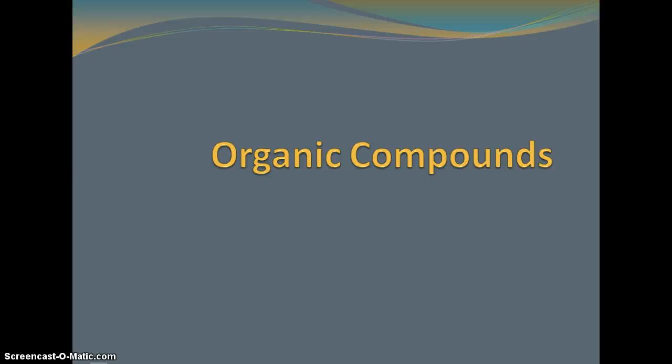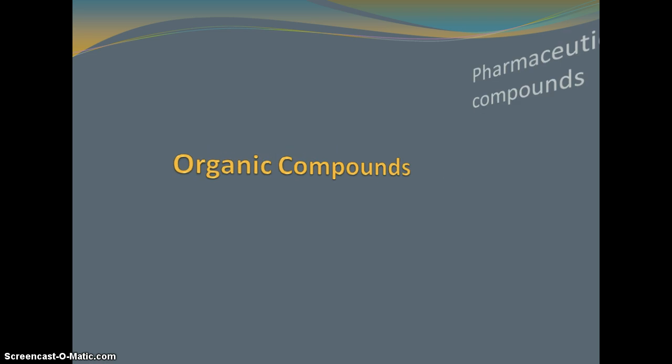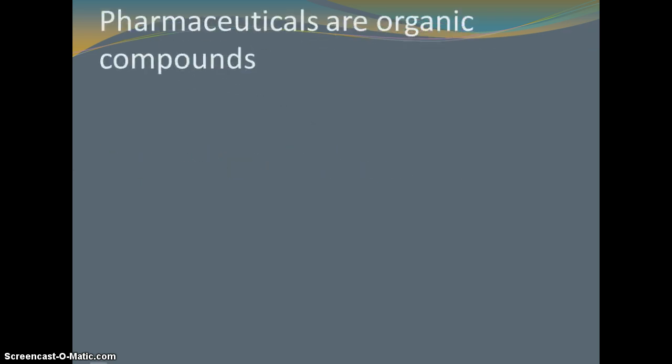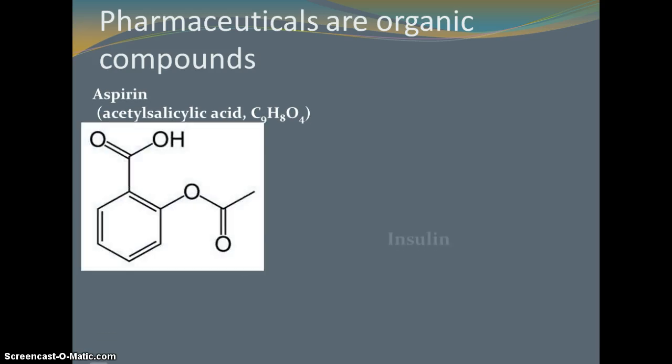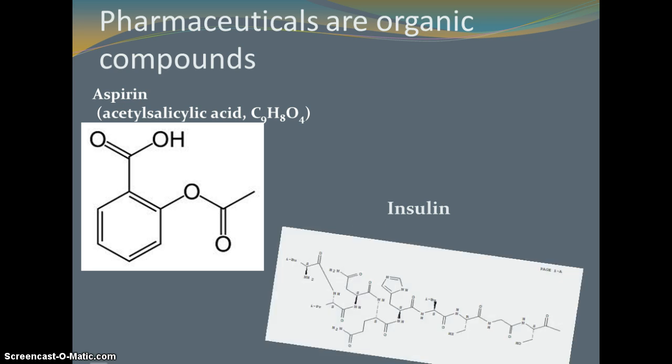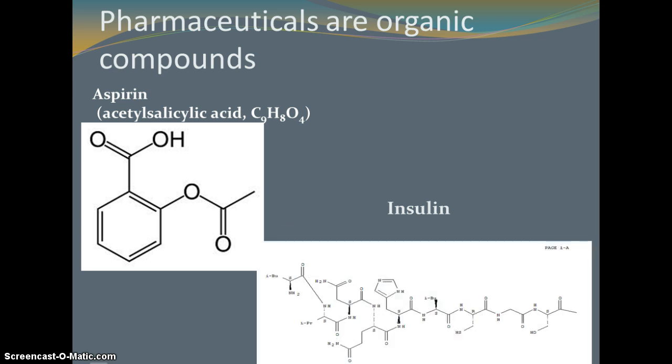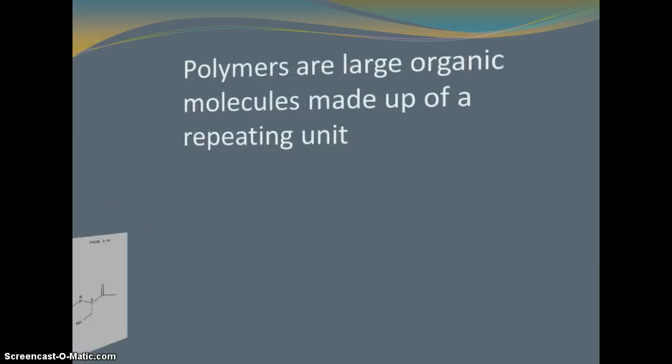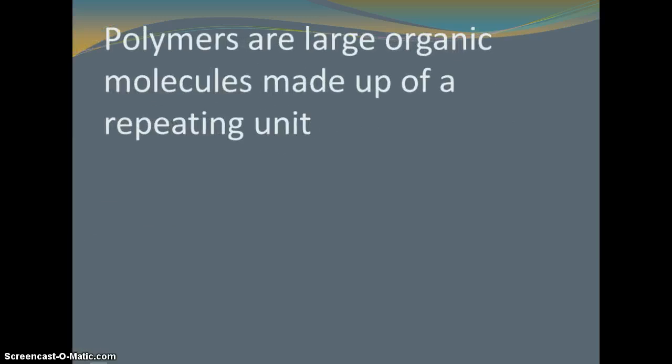Okay, we've discussed ionic compounds, covalent compounds, and we touched a little bit on organic, so let's go a little bit further into organic compounds. Your pharmaceuticals are going to be organic compounds, things like aspirin and insulin. And you'll notice that all organic compounds contain a carbon.